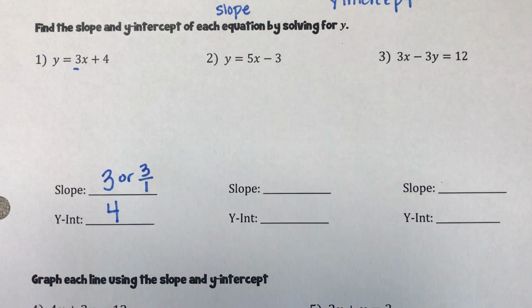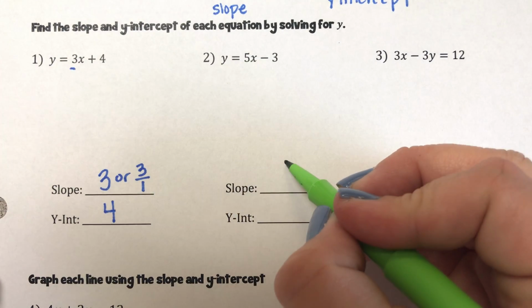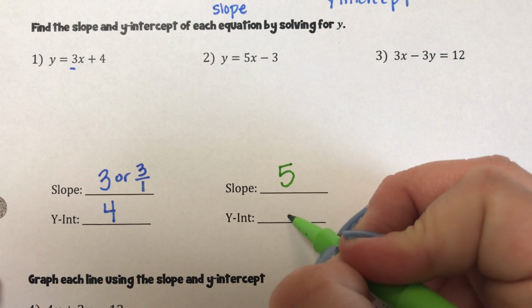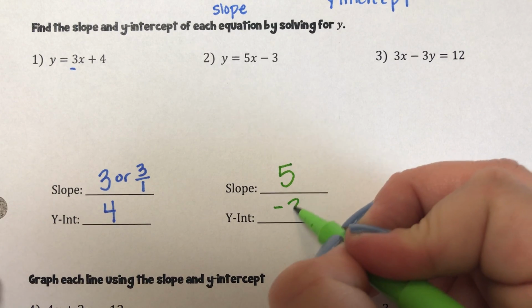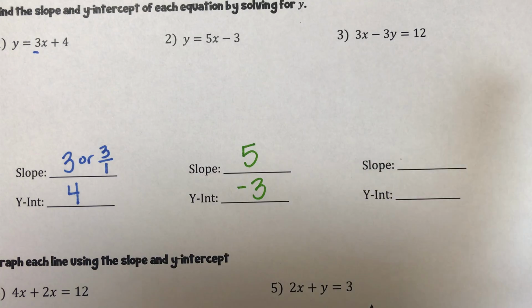Okay, but sometimes, actually these are all solved for y. Oh no, they're not. This one's not. Okay, so this one, what would be the slope? 5, and the y-intercept, -3.